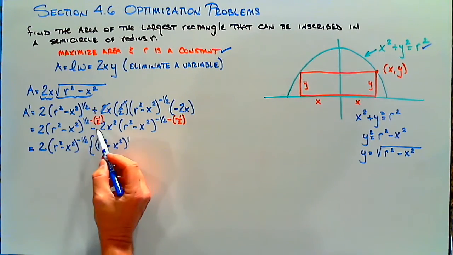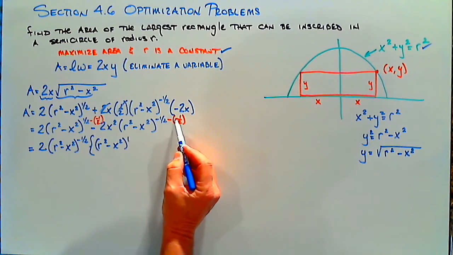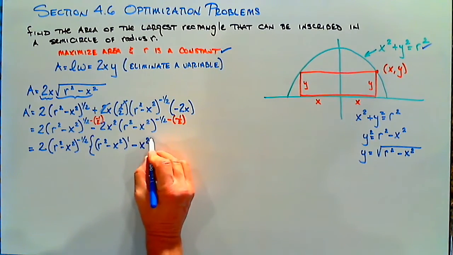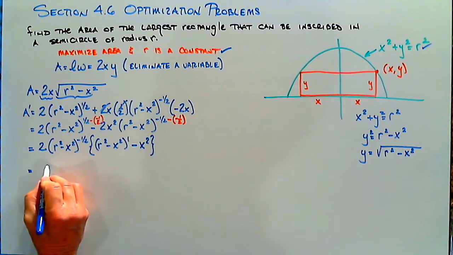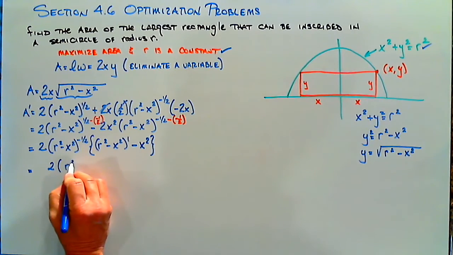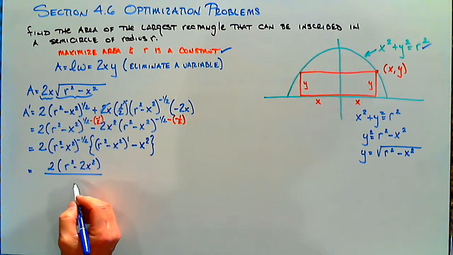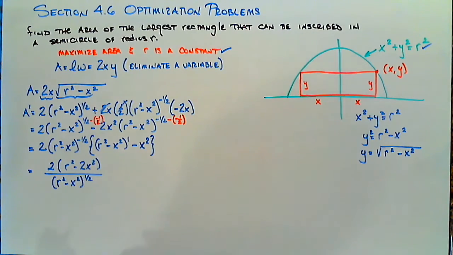What have we taken out over here? We took out the 2. We took out r squared minus x squared to the minus 1/2. So we have minus 1/2 minus minus 1/2. That's 0. So all we have here is minus x squared. Now what is that going to look like when we get done? Well, that's going to look like this. 2 in the numerator, so that's going to be an r squared minus 2x squared, and in the denominator, we're going to have r squared minus x squared to the positive 1/2 because we dropped it to the bottom.